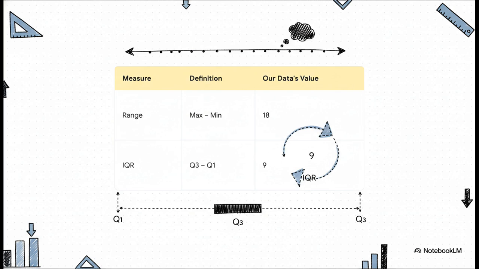Then there's something called the interquartile range, or IQR. This one's a little smarter. It focuses on the middle 50% of our data, telling us how spread out that core group is. In our case, it's 9. This is awesome because it helps us ignore any weirdness happening at the extreme ends.